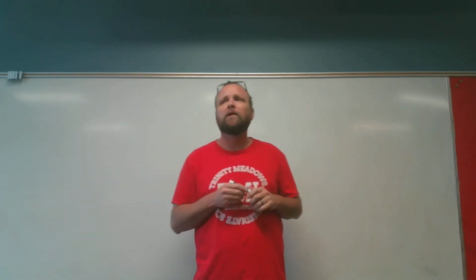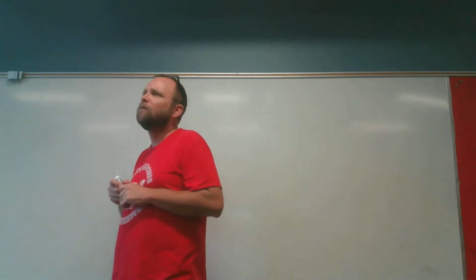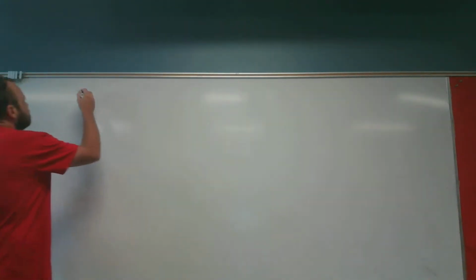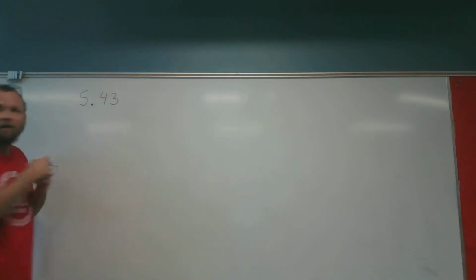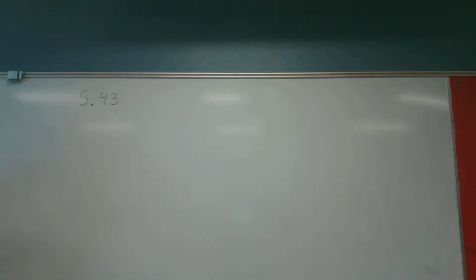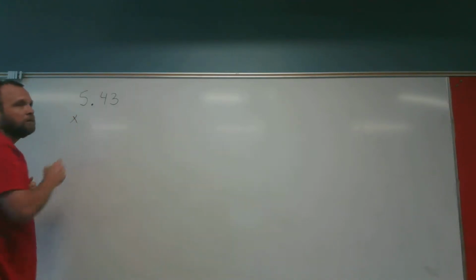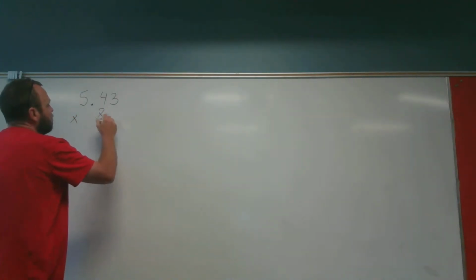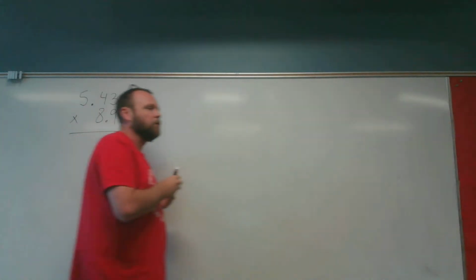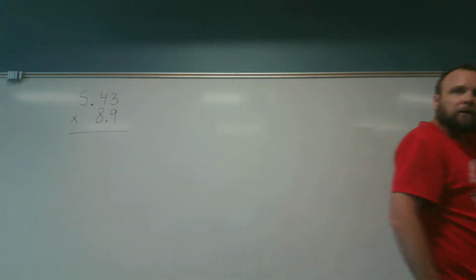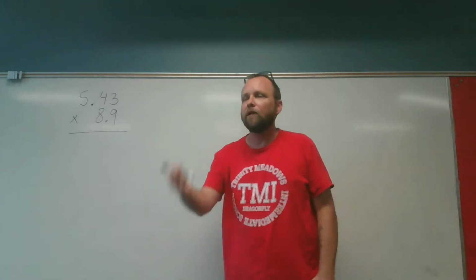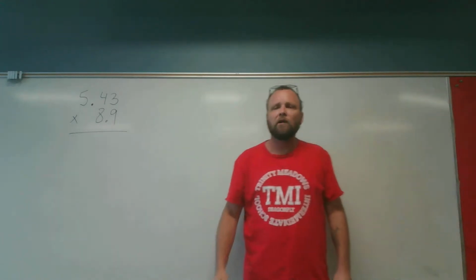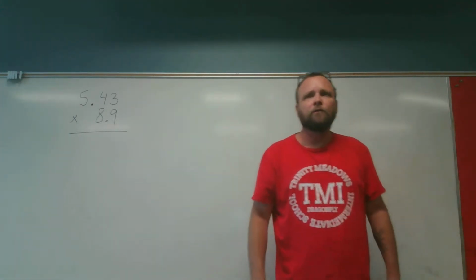Okay. 5 point. No, we don't say point. Okay. 5 and 43 hundredths. And 8 and 9 tenths. Notice when I wrote it, I did not line up the decimal points. You don't do that when you multiply. Come on now, folks. Paul, do you have your paper? You following along here? You can do this, dude.